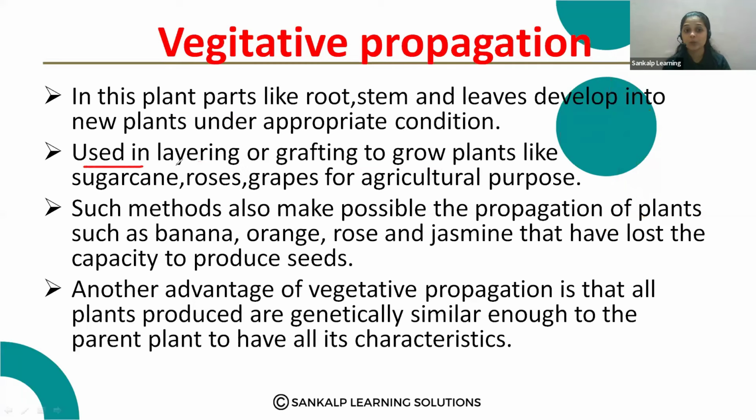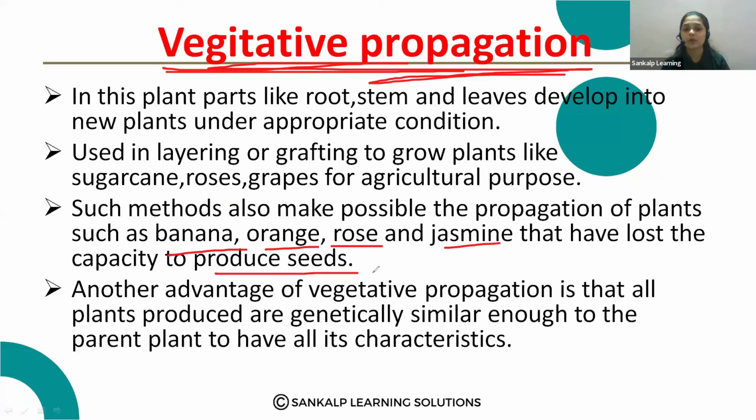So this vegetative propagation is used in layering or grafting to grow new plants like sugar cane, roses, grapes. So these plants are growing through vegetative propagation. And what is the use of this vegetative propagation? That is one question. What is the use of vegetative propagation? So this will be helpful for the propagation of plants such as banana, orange, rose, jasmine, which lost the capacity to produce seeds.